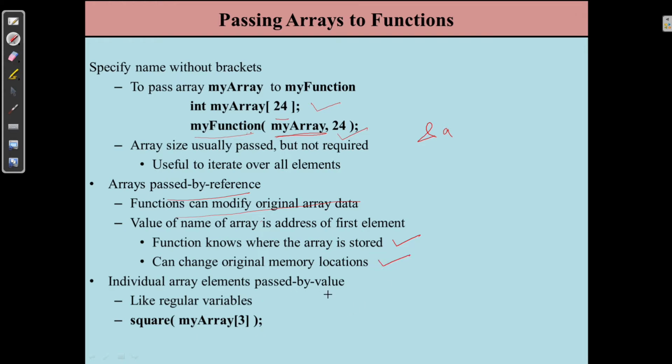Individual array element is passed by value. So we can pass like this, my array 3. It means this variable my array has 24 integer values, and this is its third value, indexed 0, 1 and 2. We can pass a single element of an array also, and we can pass the complete array variable also to the function.